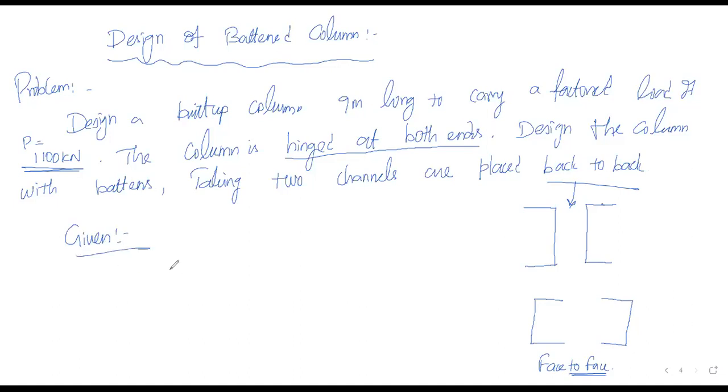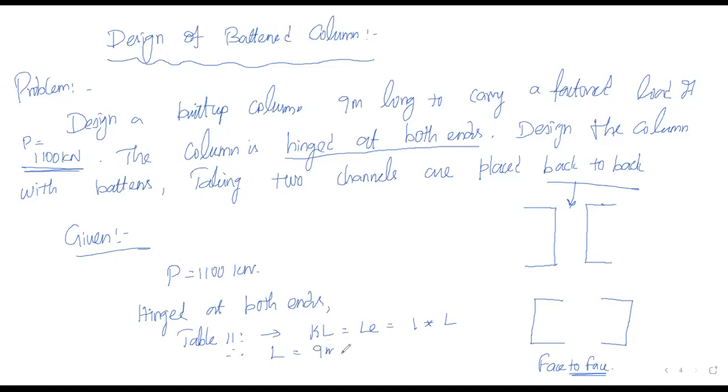That is given data, P is equal to 1100 kilonewton. Then the column is hinged at both ends, so from table 11, KL is equal to LE, that is equal to 1 into L. Therefore they have given that L, the length of the column, is 9 meter, that is equal to 9000 mm. Therefore LE is equal to 9000 mm. So this is the given data.